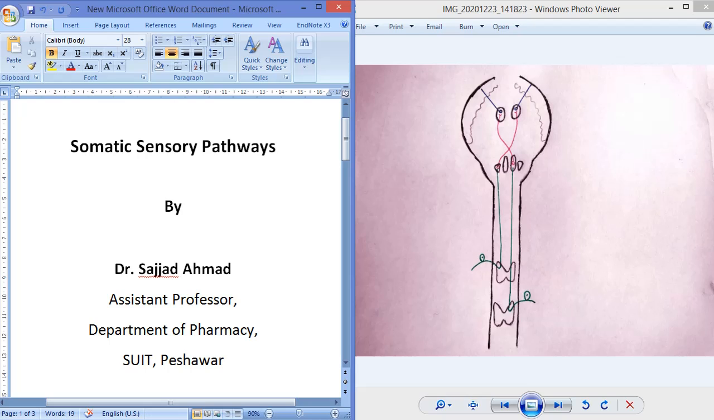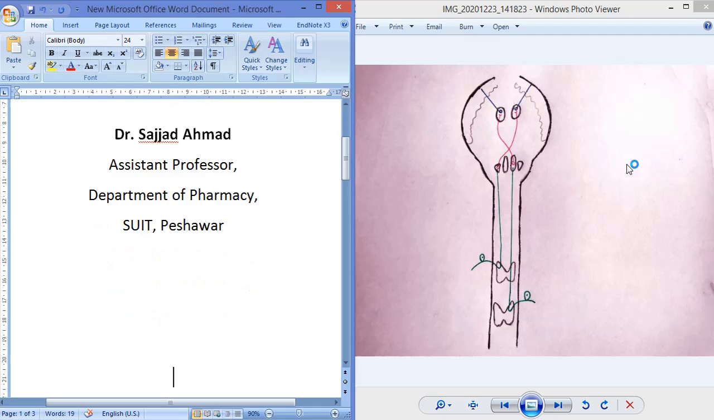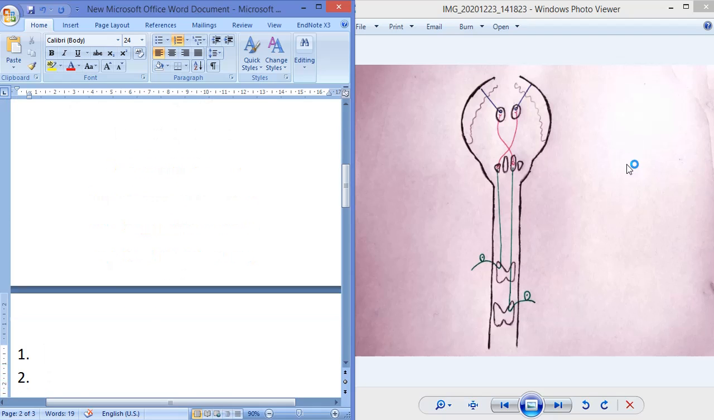Bismillahirrahmanirrahim. Today we are going to learn about the somatic sensory pathways. The pathways which carry impulses of somatic sensation from various parts of the body to the brain are called somatic sensory pathways.